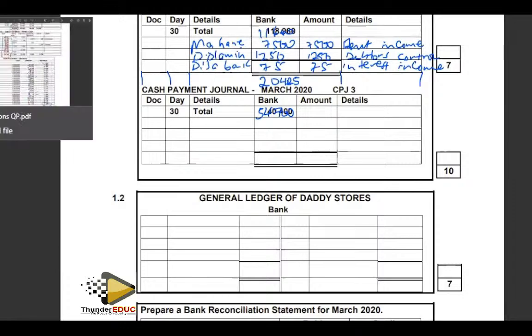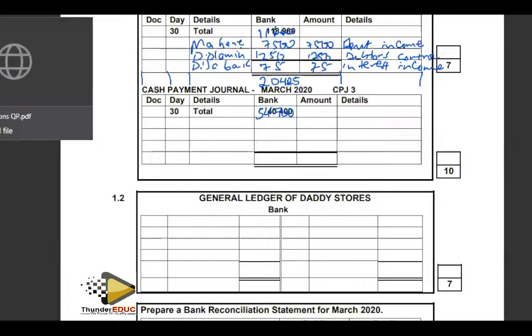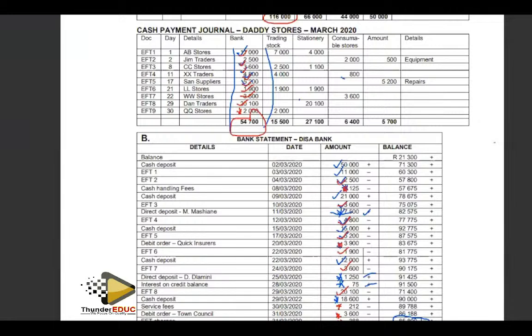Now, I have to record those items which have not appeared, which are on the statement, but I never saw them in the original cash payments journal, which I prepared. So we are going to look at which items are here. There is 125 cash handling fees, debit order, service fees, EFT charges. So you see all these fees, we call them bank charges, okay? So we add them together. You're going to add with me and get one total, okay?